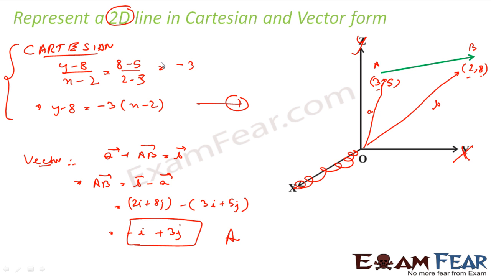These things we already know. We already know how to represent a point in Cartesian and vector form. We also know how to represent a 2D line. So in this case, we are representing a 2D line. Correct? This is a 2D line in Cartesian and vector form.